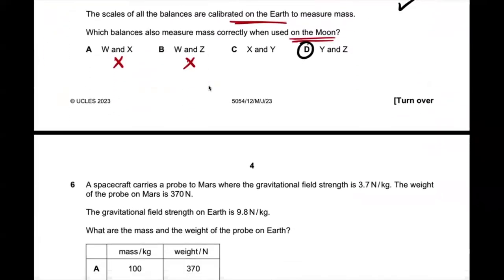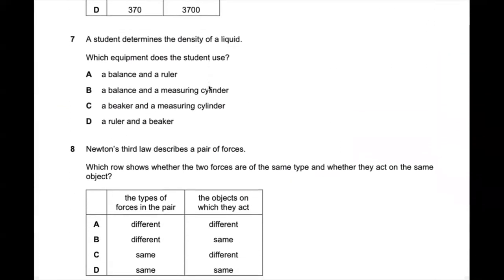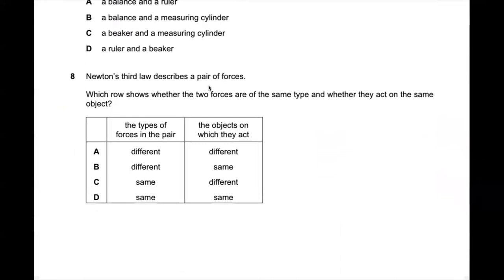Let's go on to another one. This is easy, easy. Also really easy. Newton's third law describes a pair of forces which shows whether the two forces are of the same type and whether they act on the same object. So the types of forces are the same. We have talked about this. If one is friction, the other one is friction. If one is a reaction force, the other one is a reaction force as well. And they act on different objects.